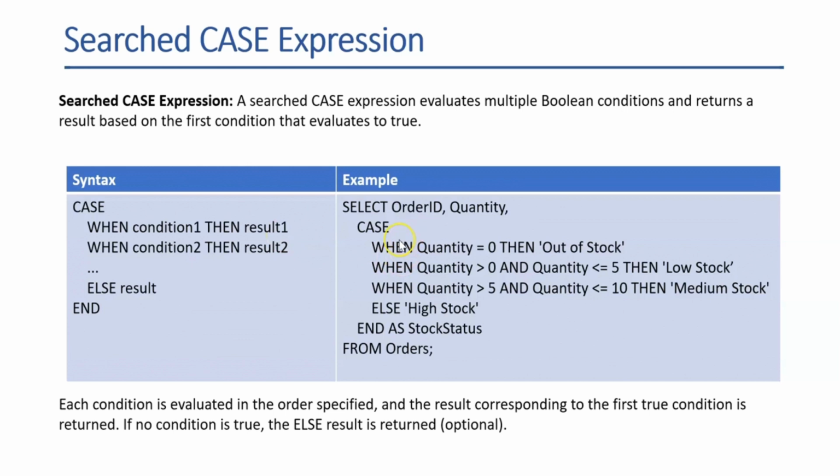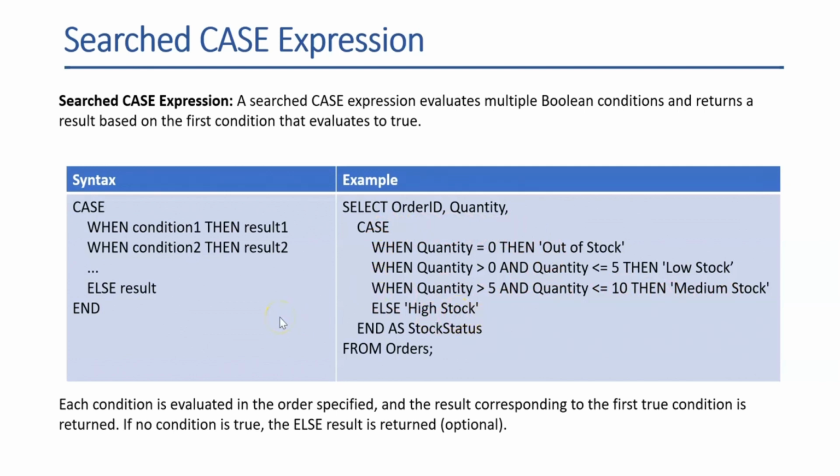So for example, case when quantity equals 0. So this is my column. When quantity is 0, then out of stock. When quantity is between 0 and 5, then low stock. When it is greater than 5 and less than 10, medium. Else, if none of these conditions are true, then it will return high stock.